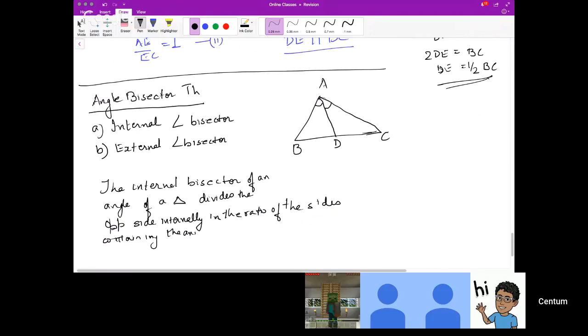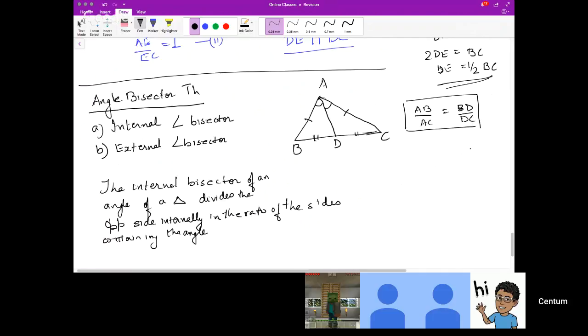The statement looks a little heavier, but I'll explain. What they are saying is that the internal bisector of an angle of a triangle divides the opposite side internally. That means this upon this is equal to this upon this. Basically, if AD is the bisector, then AB upon AC is equal to BD upon DC. This is what they are saying.